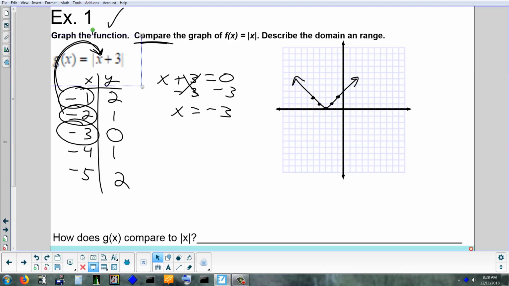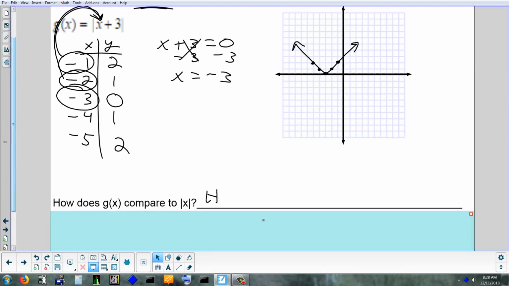Next thing is compare it. Now Ellie already told us. What did you say that this was? Horizontal shift. It's a horizontal shift. So I'm going to start with that. And be like positive shift left number of units and negative shift right number of units.